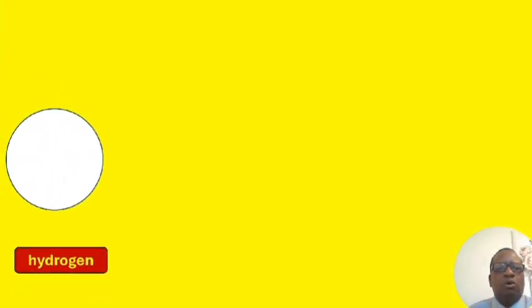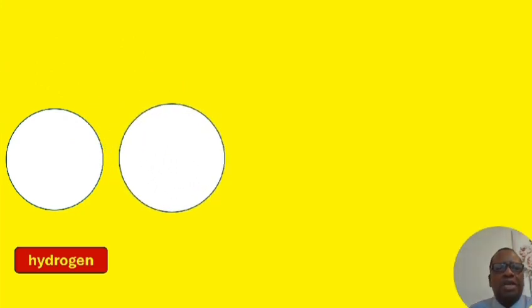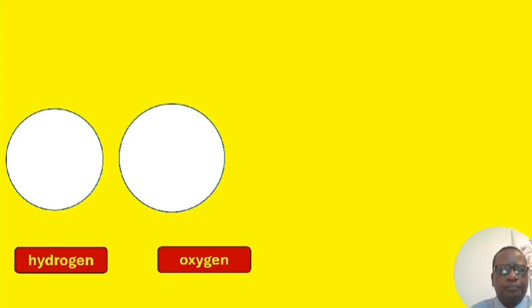Now then, let's look at our last example in covalent bonding. What is covalent bonding? It is the sharing of electrons between 2 nonmetals. So now we've got oxygen and hydrogen. I want you to pause the video and try this. If you want, you can pause the video and try this.